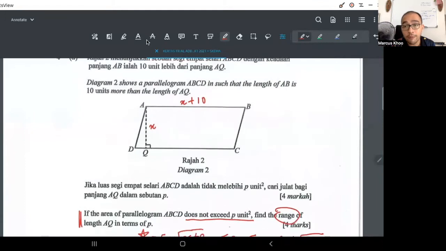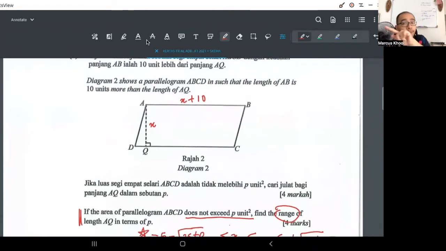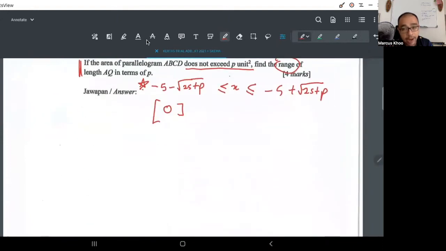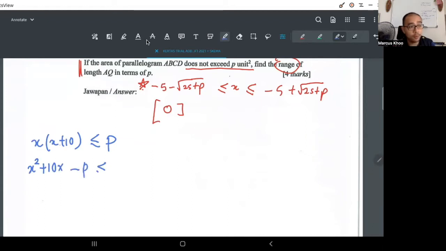Now, area of parallelogram is the length times the height. Not this one, not this one. So the area of the parallelogram, I'm going to change color, is X times X plus 10. It says that it does not exceed P, so less than P. Find the range of the length of AQ. First of all, if you want to find the range, let's simplify this. So you have X squared plus 10X minus P is less than 0.